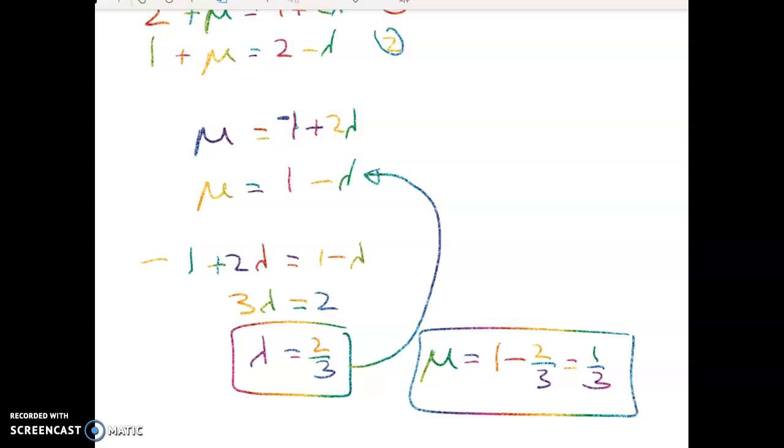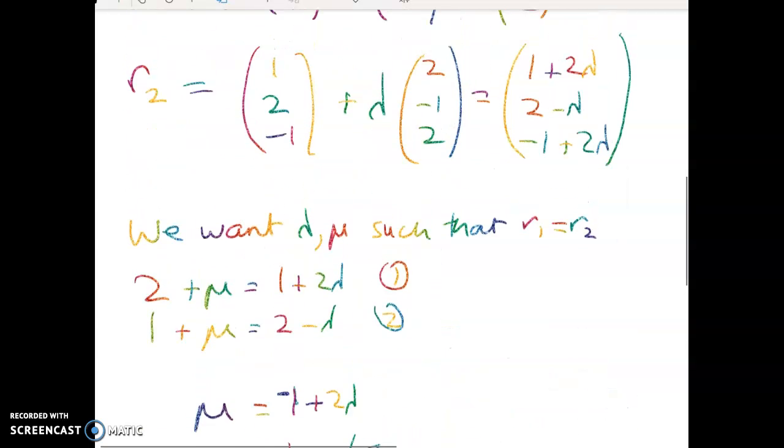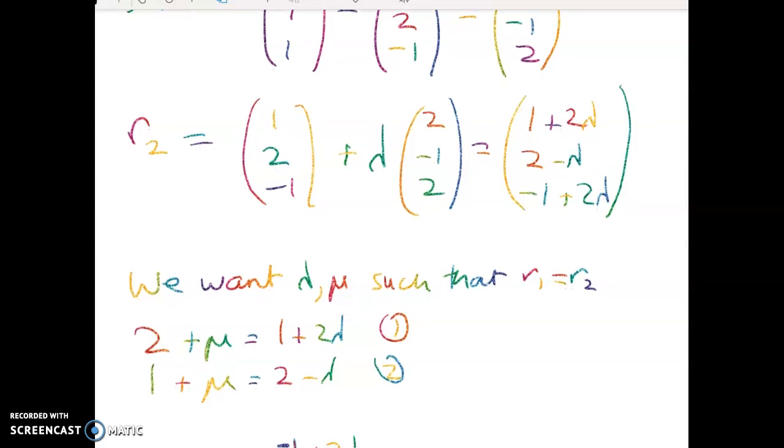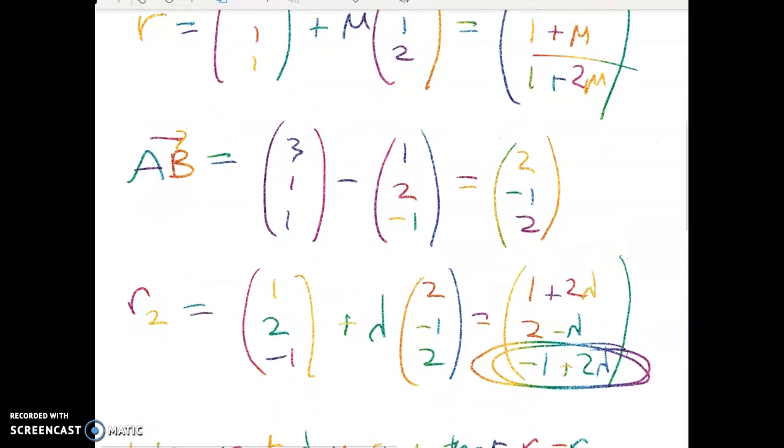Right, so our next task is to take those values for mu and lambda and substitute them into our third equation, which is that this needs to equal this.